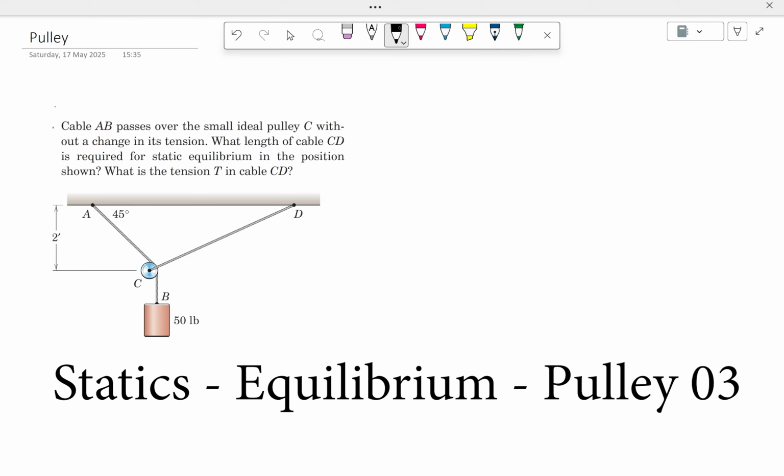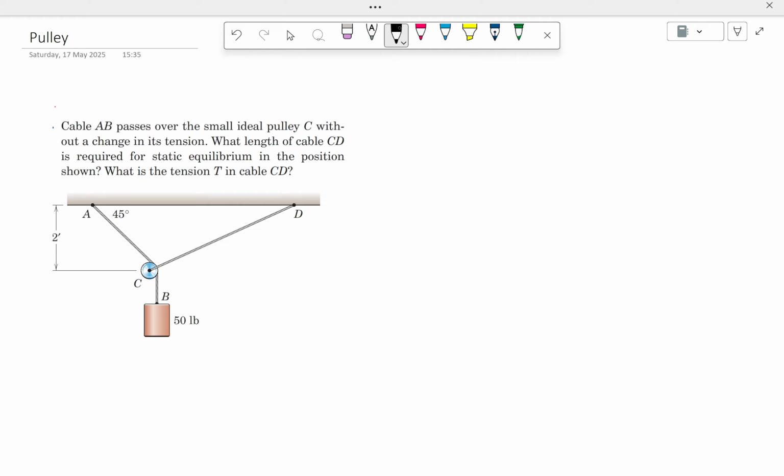Okay, today we're going to see these problems on pulley. Cable AB passes over the small ideal pulley C without a change in its tension. What length of cable CD is required for static equilibrium? CD static equilibrium in the position shown.